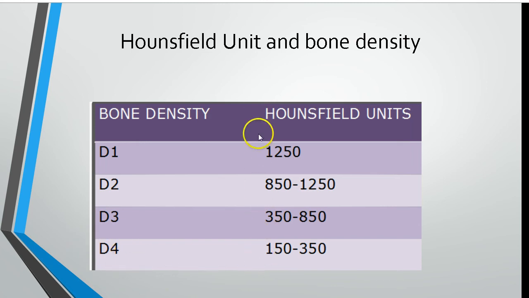Now, this number should never be an absolute. Each machine has its own reference and the numbers change, but it gives you good relativity. If D4 is 350, you're looking at almost 3 or 4 times the value of D1. So it's all a relative number. So let's take a look at an example of this.